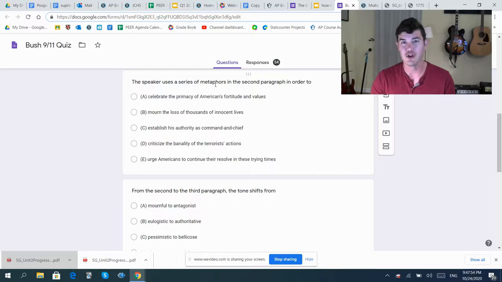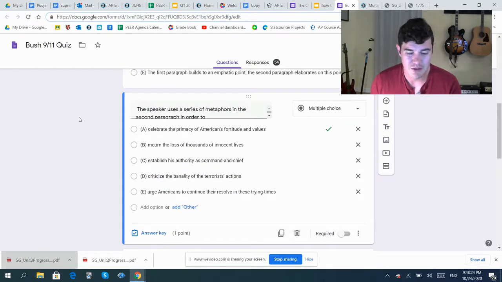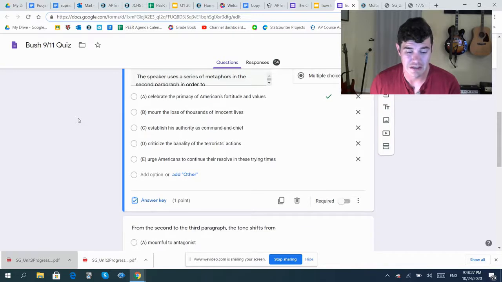They're like, you know what the metaphors are because you're a smart student, because you have had 10 prior years of English class and you have plenty of knowledge about what a metaphor is, but why is he using that metaphor? The best answer, the answer I wanted, was A, to celebrate the primacy of America's fortitude and values. Sometimes they will throw in words that are kind of elevated. I was trying to capture the spirit of that, throwing in a word that seems kind of fancy that might make you think, I don't know what primacy is.